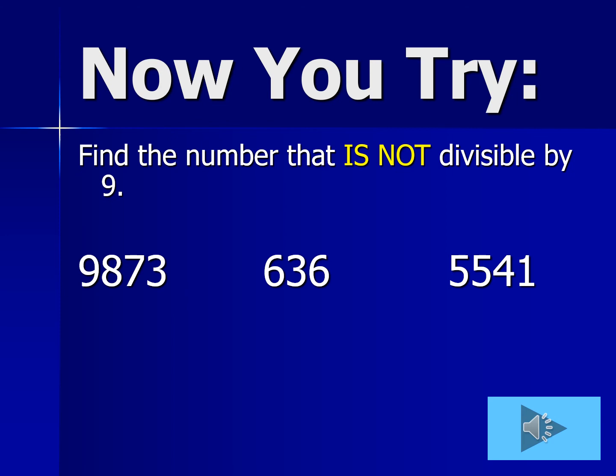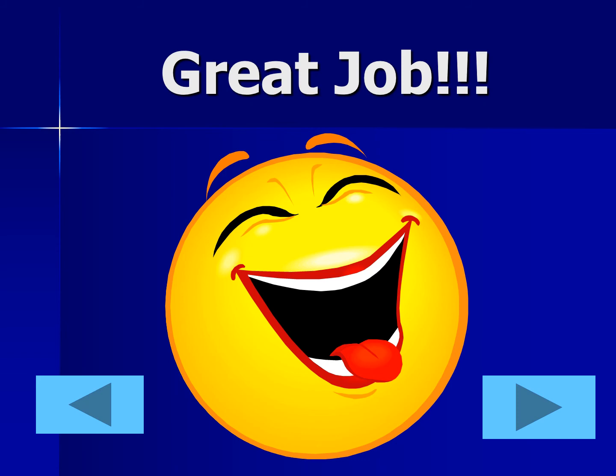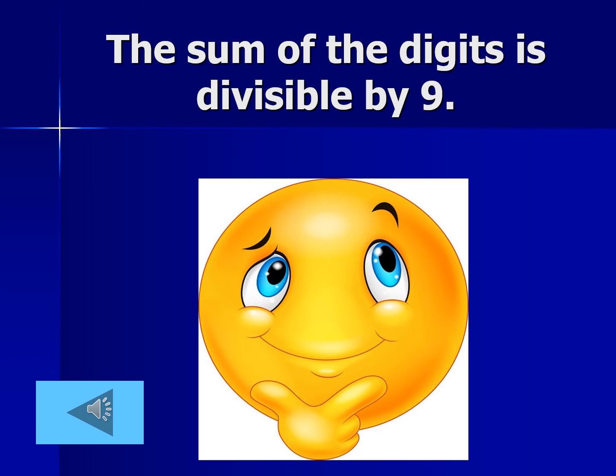So now let's try with these numbers. Which number is not divisible by 9? Here two numbers, 636 and 5541, are not divisible by 9 because when we add their digits we don't get a sum which is divisible by 9. Let's remember that for a number to be divisible by 9, the sum of its digits should be divisible by 9.